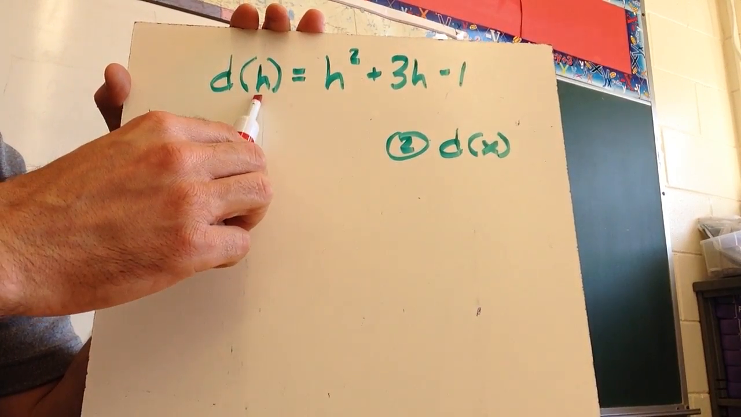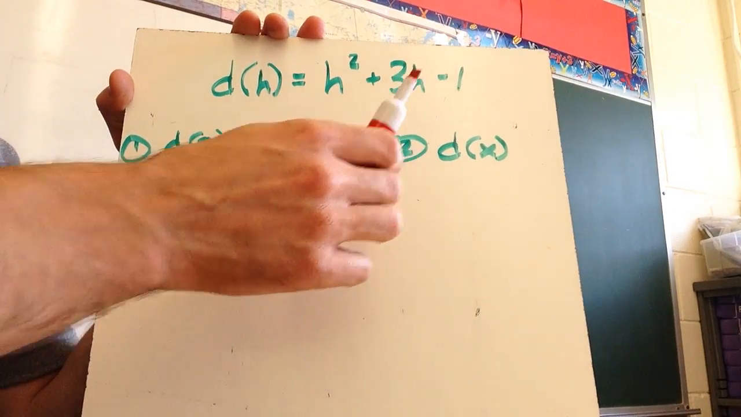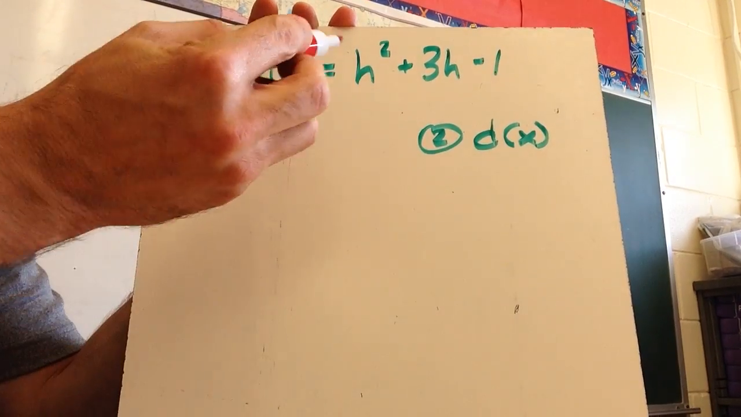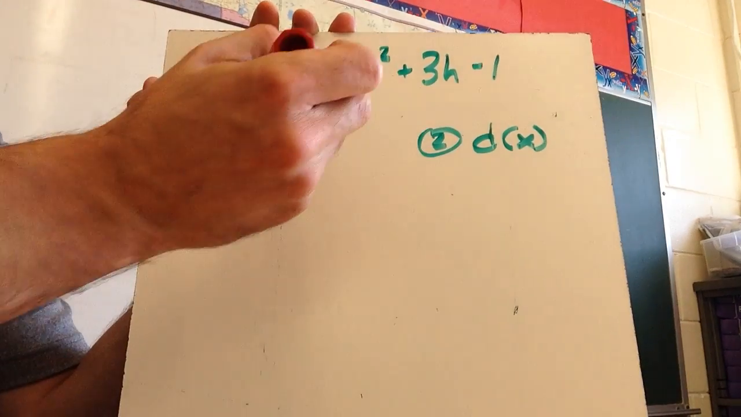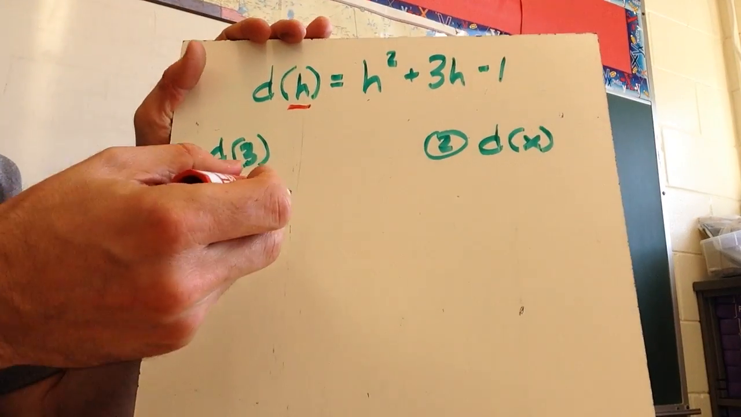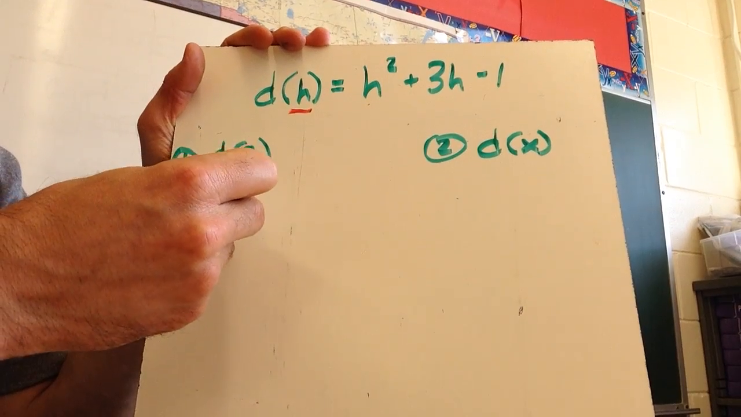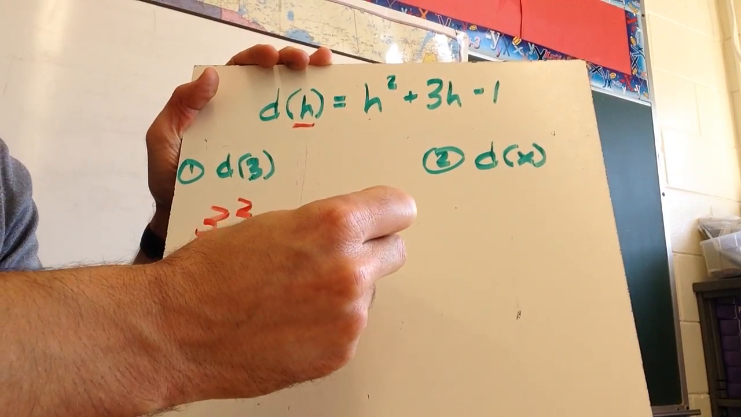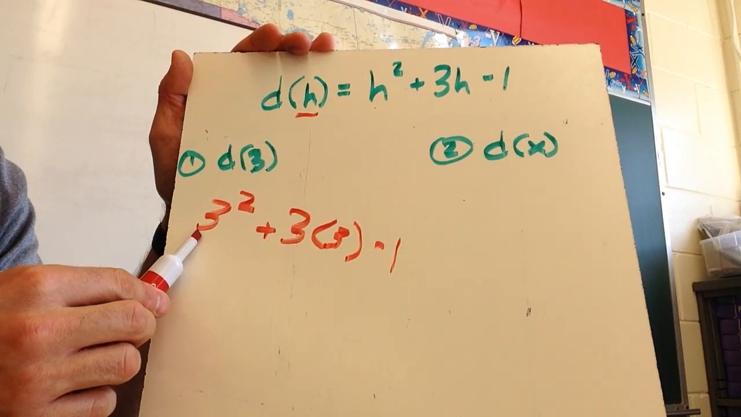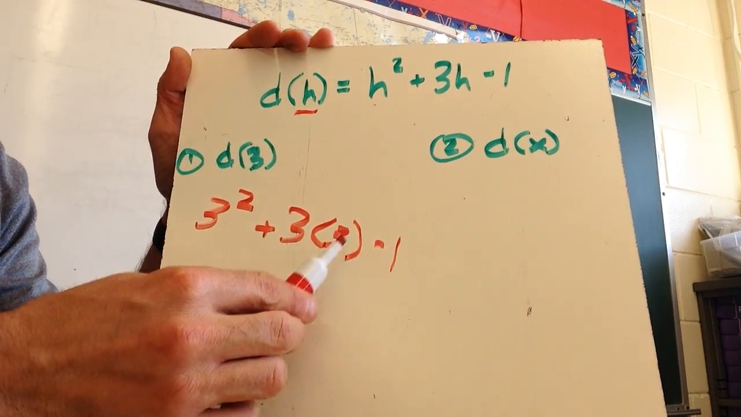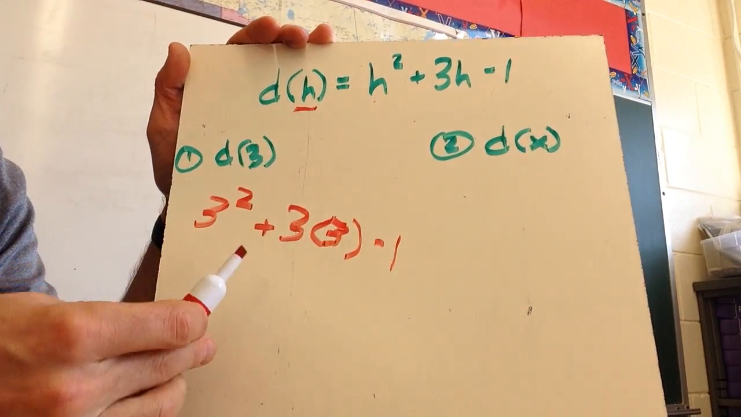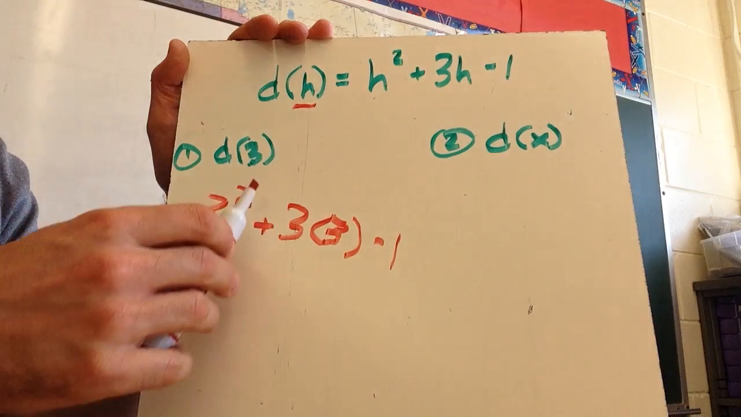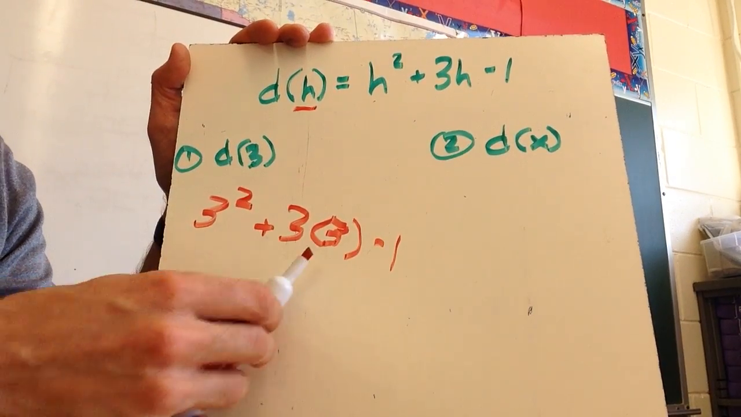So this is going to be d of h equals h squared plus 3h minus 1. So to find d of 3, what I need to do is take a 3, and I'm going to substitute it in for the h. So basically anywhere that I see an h, I'm going to put a 3. So this becomes 3 squared plus 3 times 3 minus 1. And so if you think of it, it's h squared plus 3h minus 1, which is that. Right? And all I'm doing is taking this 3 and substituting it in where the h is.